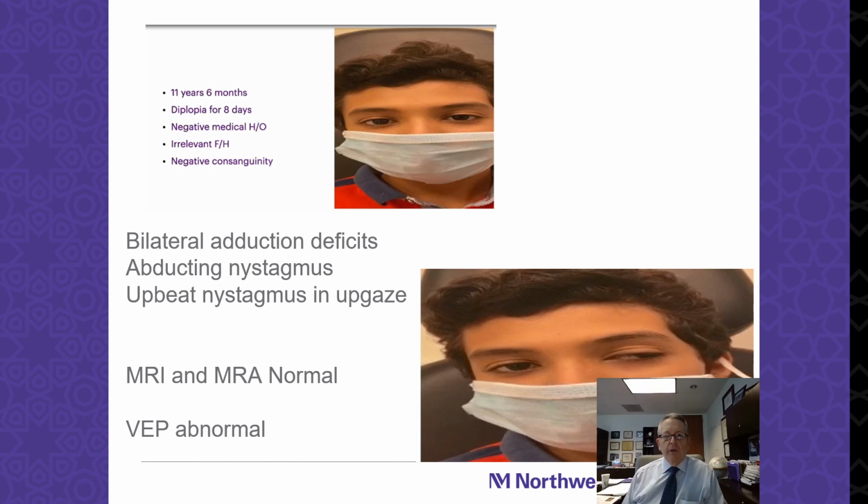The child was subsequently worked up, and we are shown a normal MRI and a normal MRA scan. We're also told that the visual evoked response was abnormal with slight delay. Other findings I would note, just looking at the pictures in the video, is it does not appear that the child has ptosis or any vertical eye movement abnormalities beyond the nystagmus. And I believe that the pupils also look normal in these photographs and in the video.